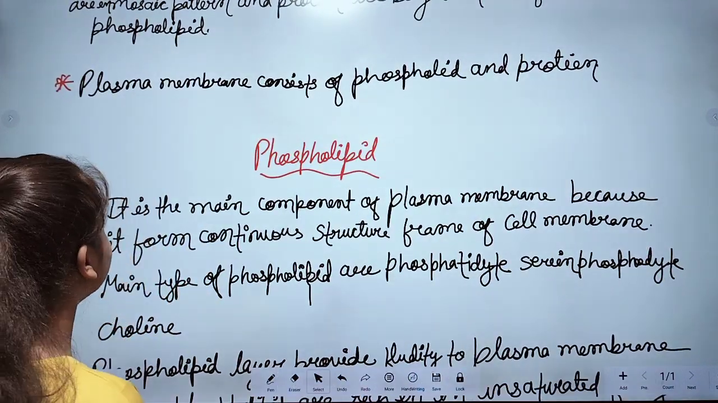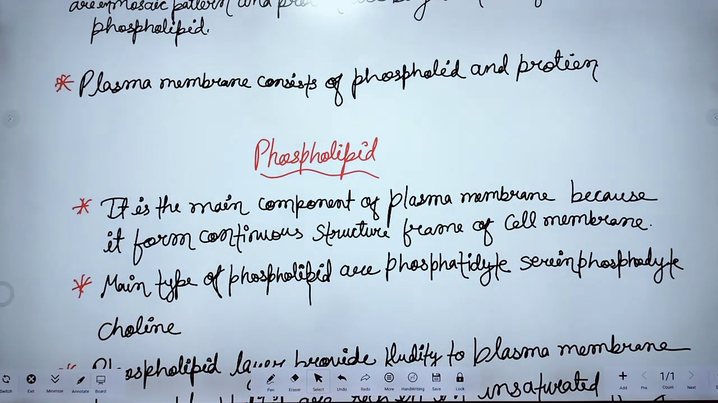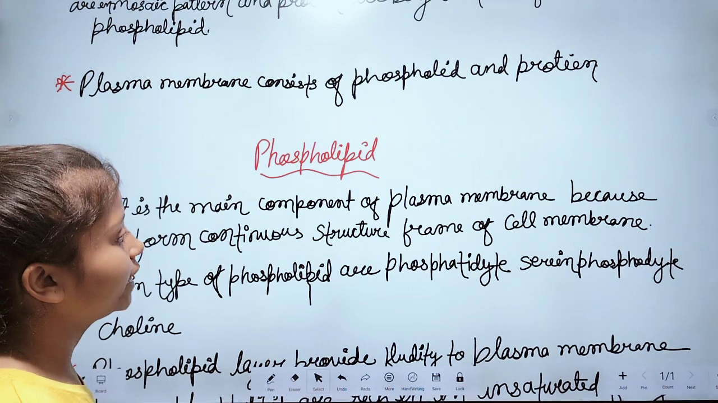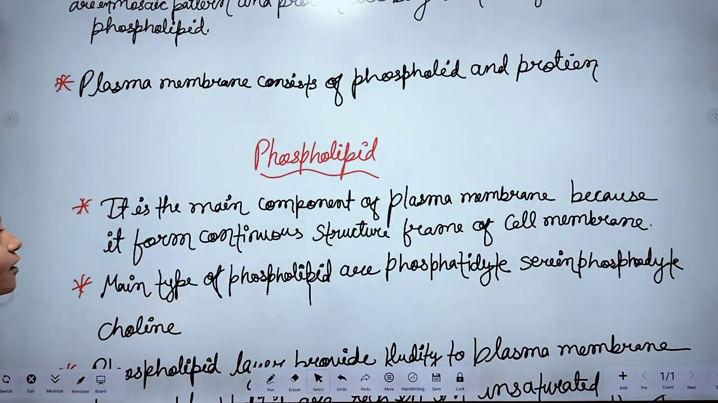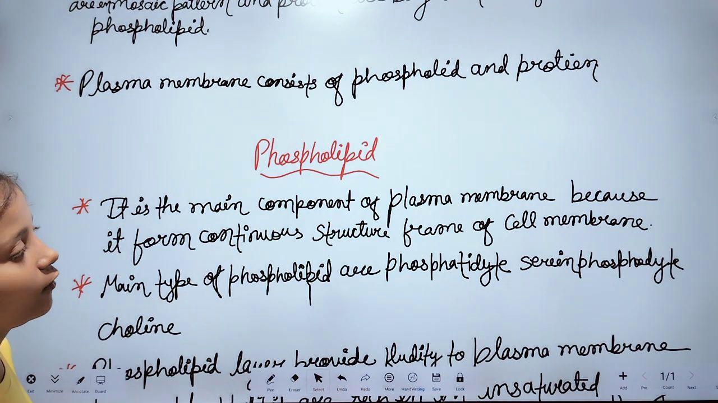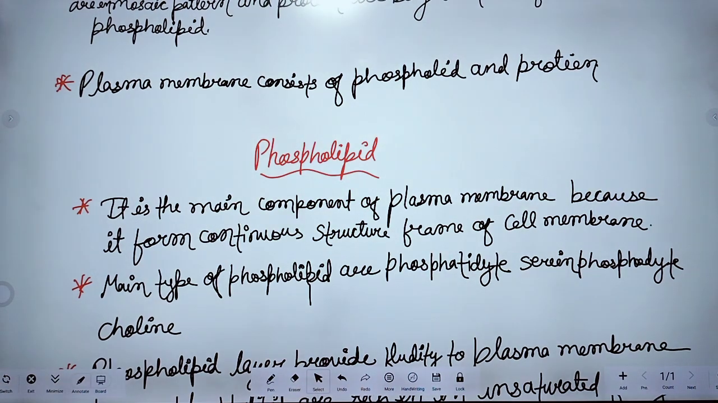It is the main component of plasma membrane because it forms the continuous structural frame of the cell membrane. Which one? The phospholipid. It forms a continuous structure for the cell membrane, and that's why it is the main component of plasma membrane.